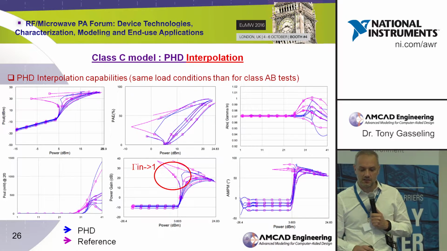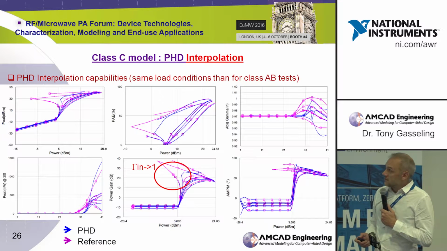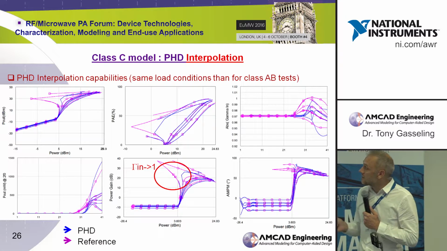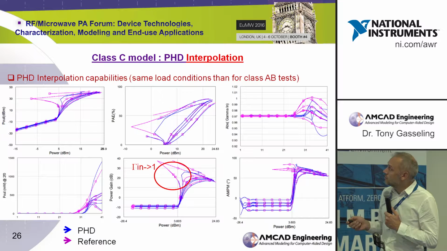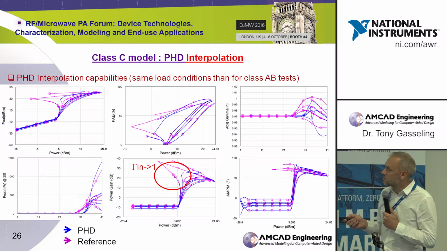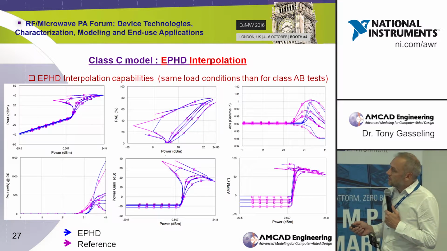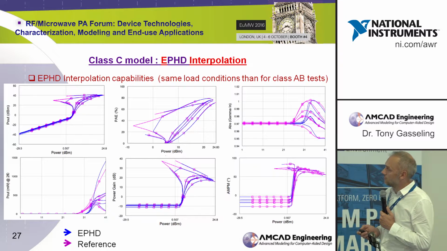We have done the same exercise for the class C model. The class C model is again harder conditions to evaluate the model capability, because of the strong nonlinear behavior looking at the power gain curve. We have no power at low conditions, and we have a sudden gain expansion at high power, and we need to be able to fit this hard gain curve shape. With the classic model, we can see that when the input impedance is close to the edge of the Smith chart, we can have some discrepancy. And with the EPHD, again, we have been able to predict even the unstable area, that is to say when we have negative input impedance.